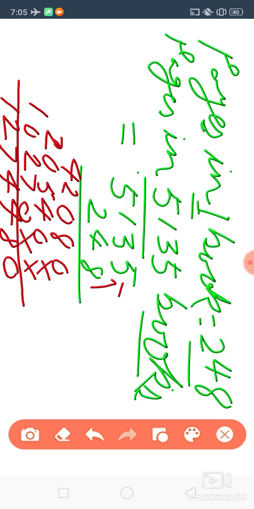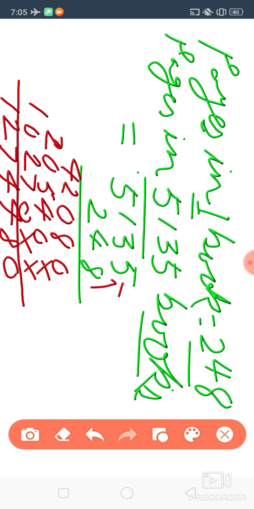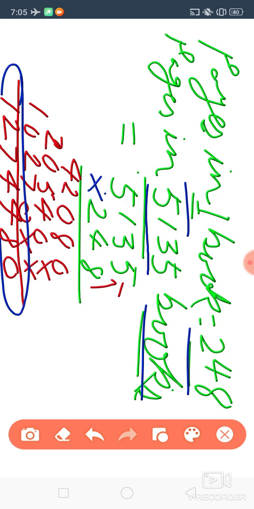Okay, so total in one book we are getting 248 pages. So in 5135 books, what will we get? 5135 into 248. So overall these many pages we will get. Okay, very simple.